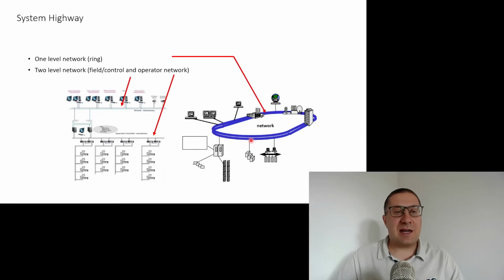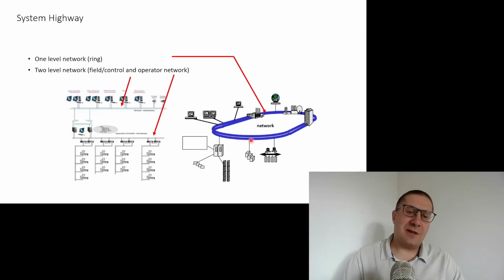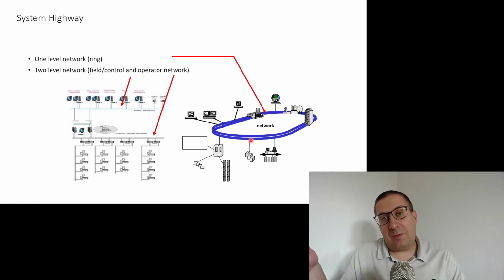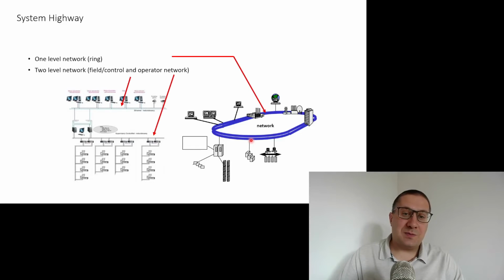So now let's discuss the system highway, the network. Every time we are starting a new project in the plant or in the factory, we have to discuss with the IT guy the architecture of the network. We need to do this because we will have to plug our computer to this network, our computer that performs the AI algorithm. So we need to understand where to plug it.